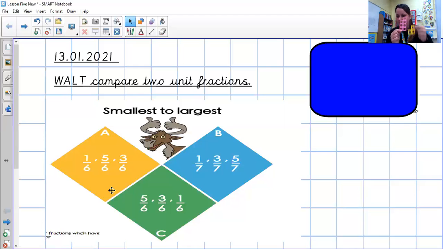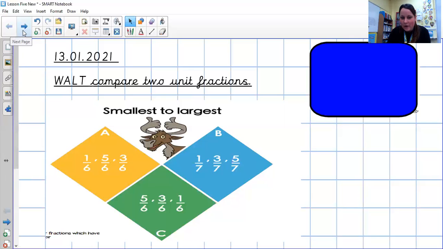And then lastly, I've got 5/7. So I'm just going to find something to cover 5 out of my 7 equal parts. So I can see again that 5/7 is definitely greater than 3/7 because I have covered more of my equal parts. So the correct answer was B.